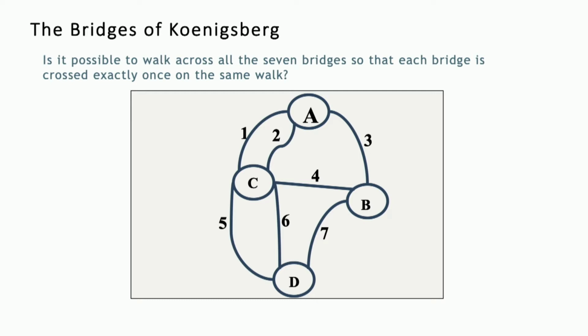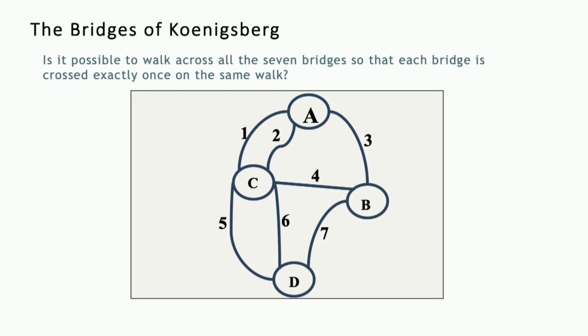Any idea whether the problem itself was possible or not? Anybody can guess? What was the answer for this? Can you do that? No, right? The answer itself is no. And the very intuitive thinking about this problem is that each of the nodes is connected by an odd number of edges. So A has 3, C has 5, D has 3 edges, and B has 3 edges.